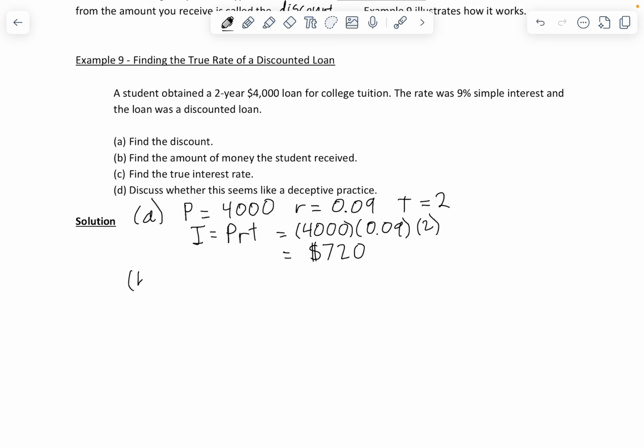Okay, B. Find the amount of money the student received. So the student received $4,000 minus the interest, minus 720. So that means the student received $3,280.